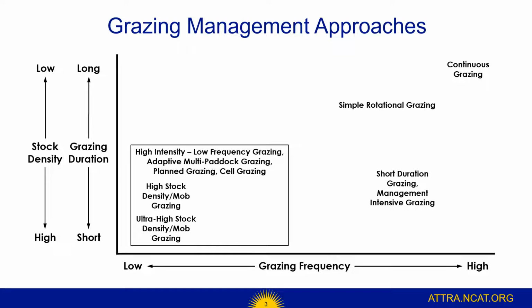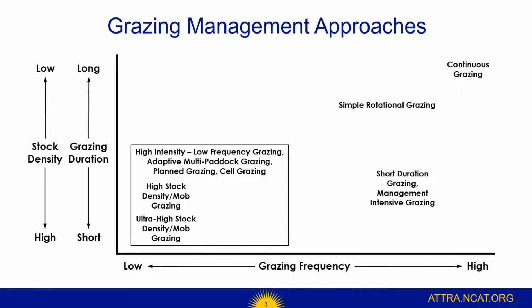On one extreme, up in the upper right, we have continuous grazing, which is a system where the animals are just staying in the same spot. They've got access to a very large field, and they go and pick whatever it is that they want to eat. That's a system on one end of the extreme.